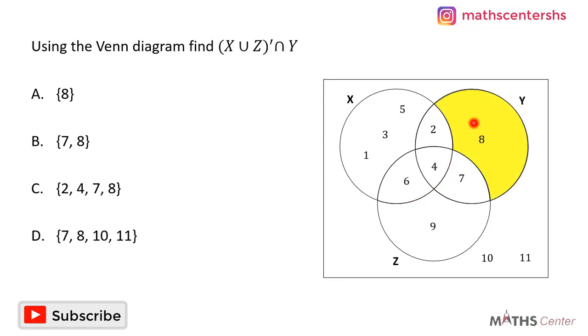shaded yellow. So the members that belong to X union Z complement intersection Y will be in the region that I have shaded yellow. As you can see from the Venn diagram, we have only one member in that region, and that is 8. So it means that from the Venn diagram, X union Z complement intersection Y is 8. When we look through the options we have, we can see that the correct one is A.